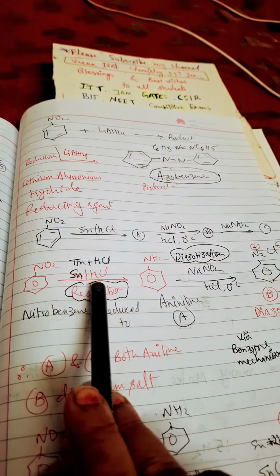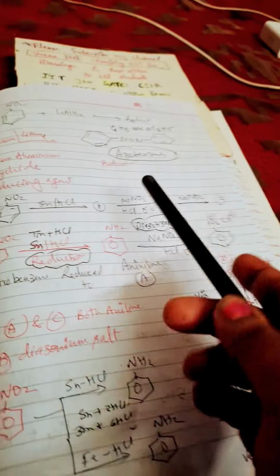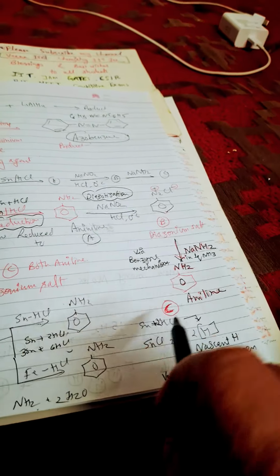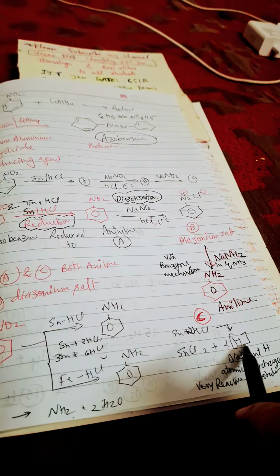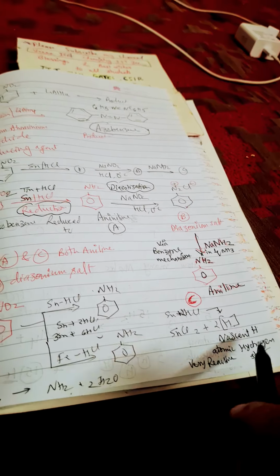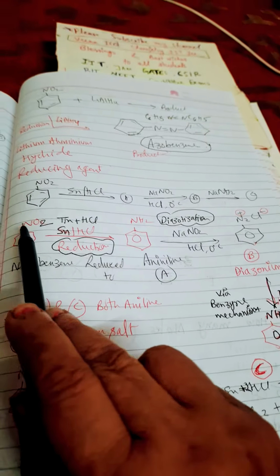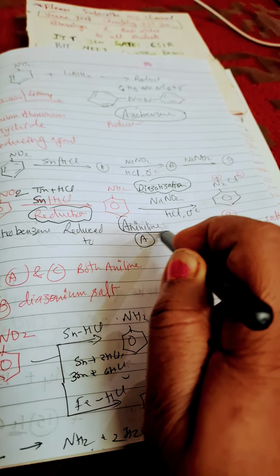So nitrobenzene when reacted with tin and HCl, reduction occurs and nascent hydrogen is formed. Here Sn plus HCl gives you SnCl2 plus 2H. This nascent hydrogen is a highly active species, the atomic state of hydrogen, so highly active. It will reduce the nitro group into aniline. So we understand that A is aniline.